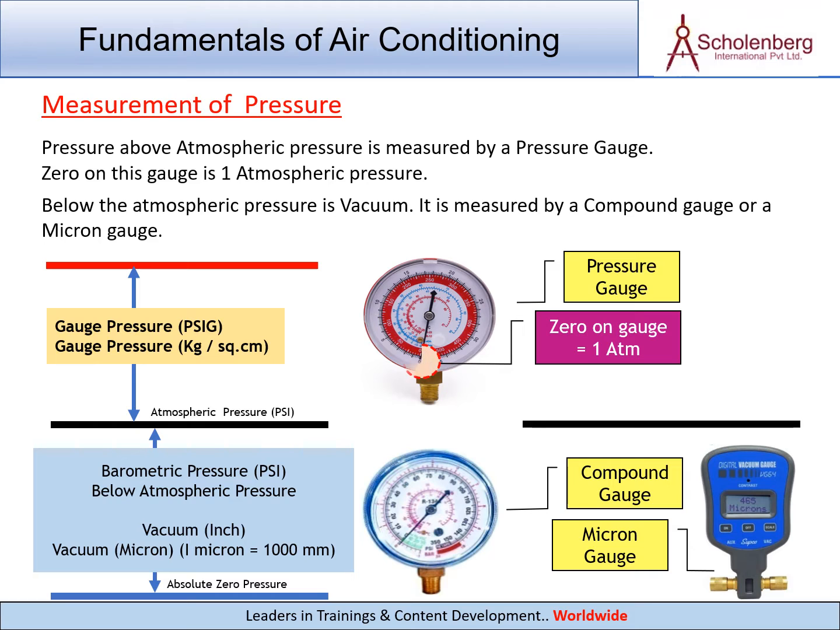Measurement of pressure. Pressure above atmospheric pressure is measured by a pressure gauge. 0 on this gauge is 1 atmospheric pressure. Below the atmospheric pressure is vacuum. It is measured by a compound gauge or a micron gauge.